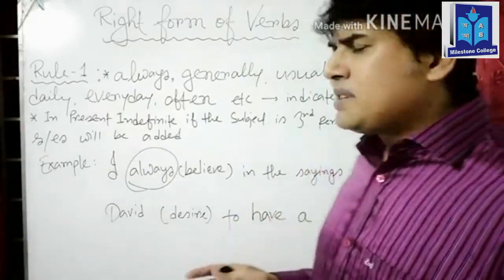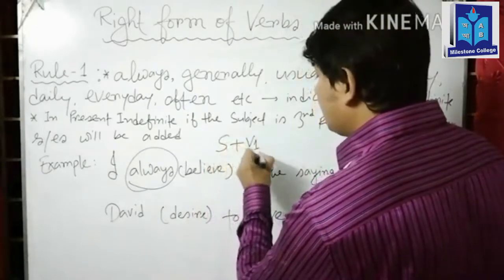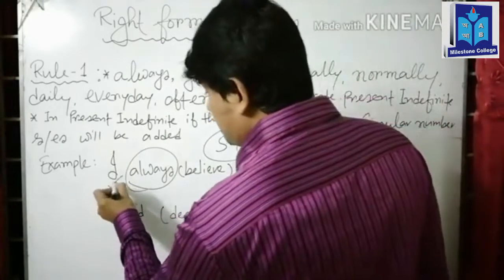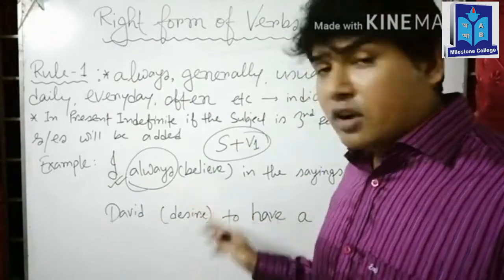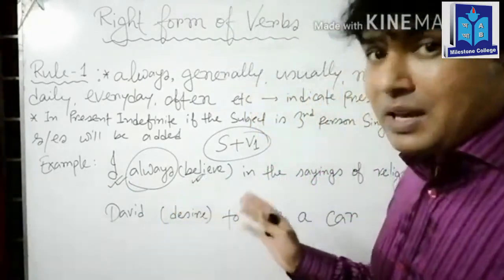And the structure of present simple is very easy. After the subject, you have to give the present form of the verb. So now, as the subject is first person, we don't have to make any change there. The same verb will be the answer. So believe is the answer there. We don't have to make any change.